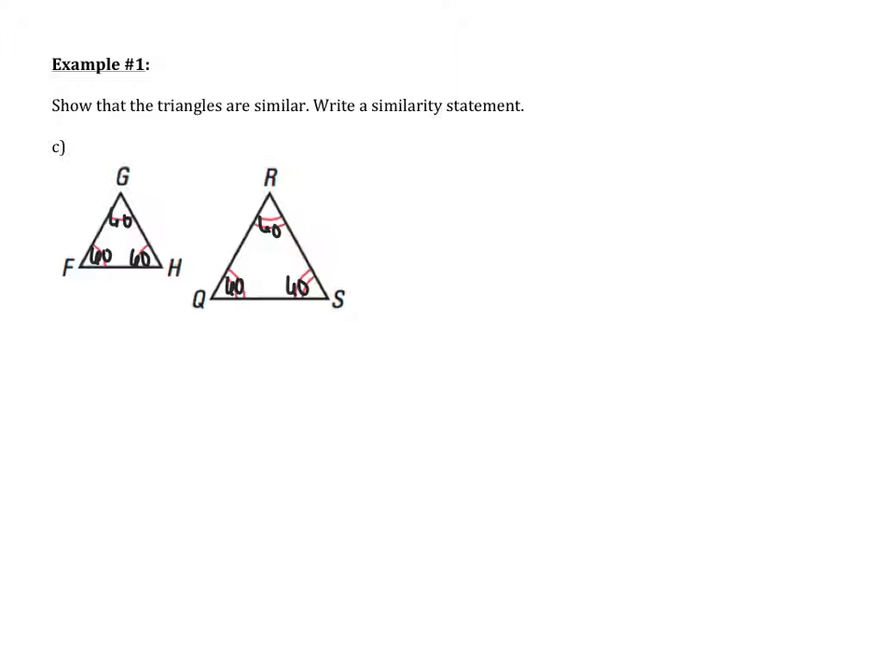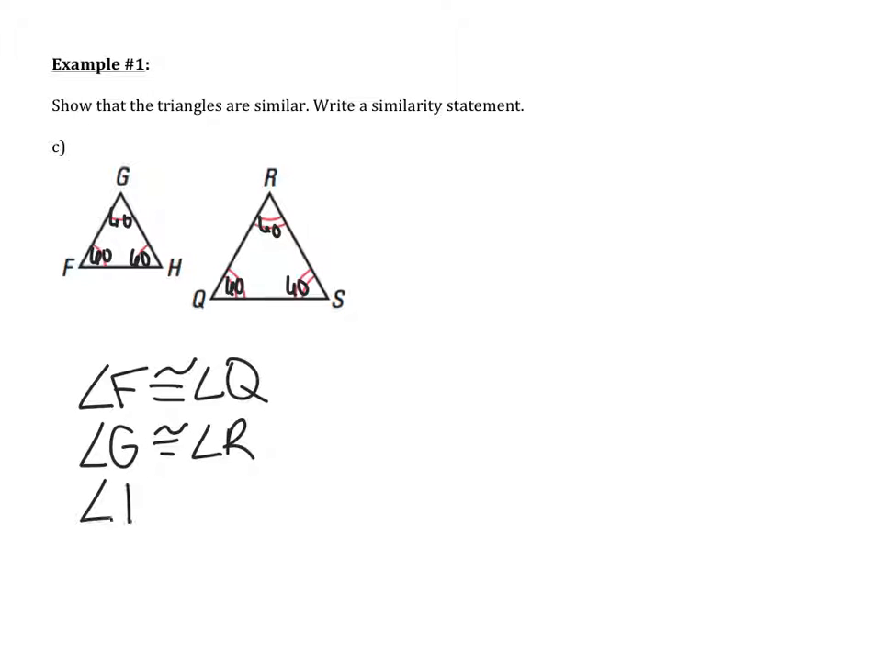which means I have at least two pairs of angles that are congruent. So I would be able to state that angle F is congruent to angle Q, angle G is congruent to angle R, and angle H is congruent to angle S. And I don't have to show all three of those because remember I only need two pairs, but I'd be able to show that all three of those are congruent because of the definition of equiangular triangles.